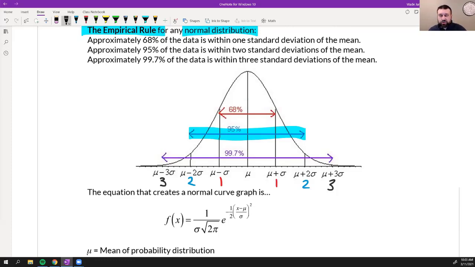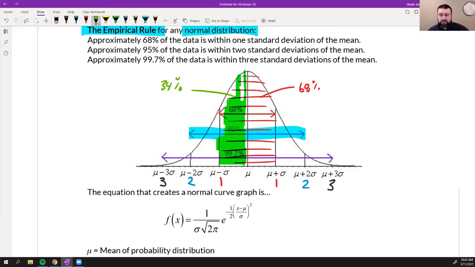And so this is called the empirical rule, and it helps give us additional areas. For example, if you know that this area, the area of one standard deviation above and below the mean, is equal to 68%, then you know that half of that area has to be 34% because it's half of the 68. Again, playing on that idea of symmetry.